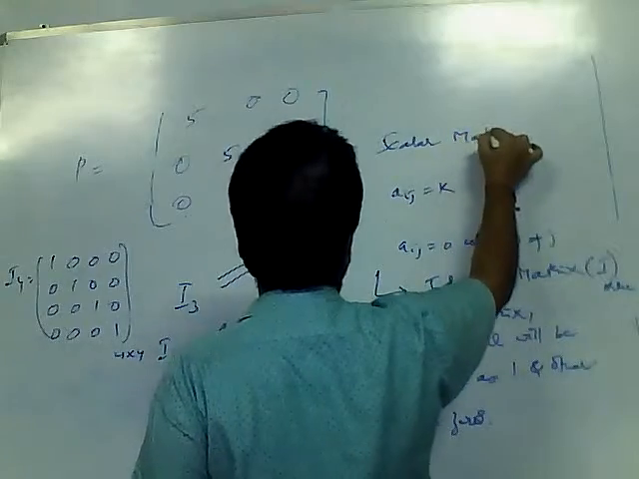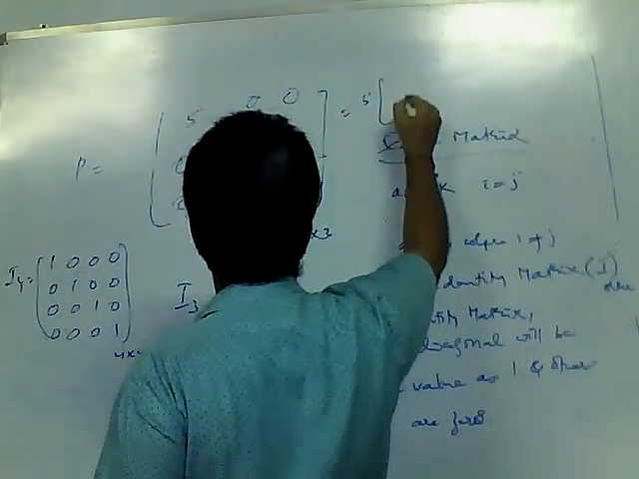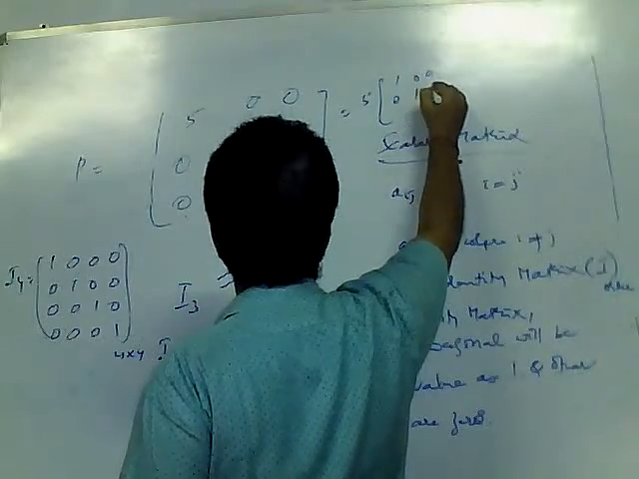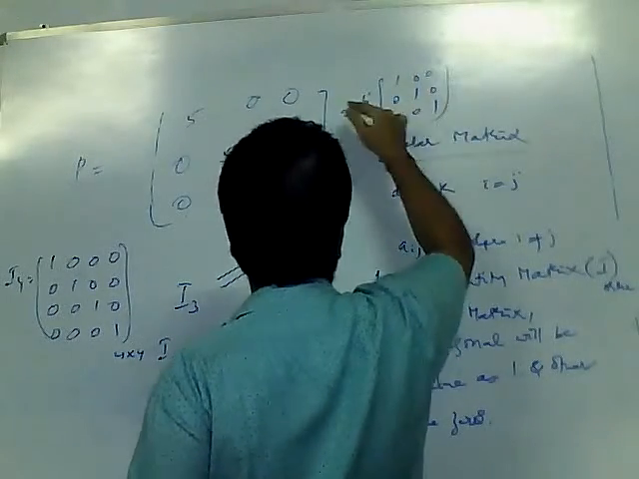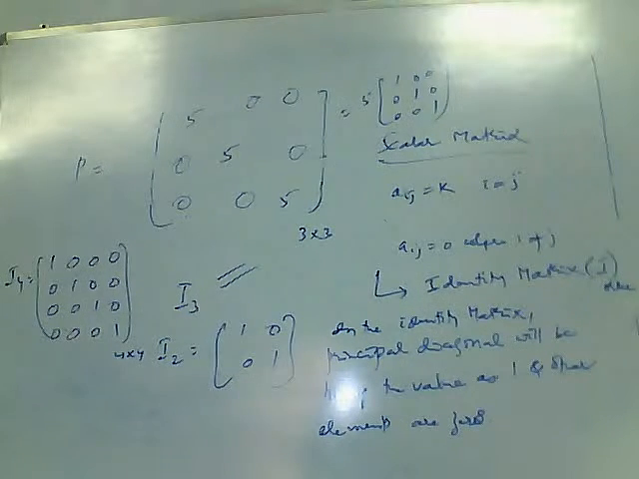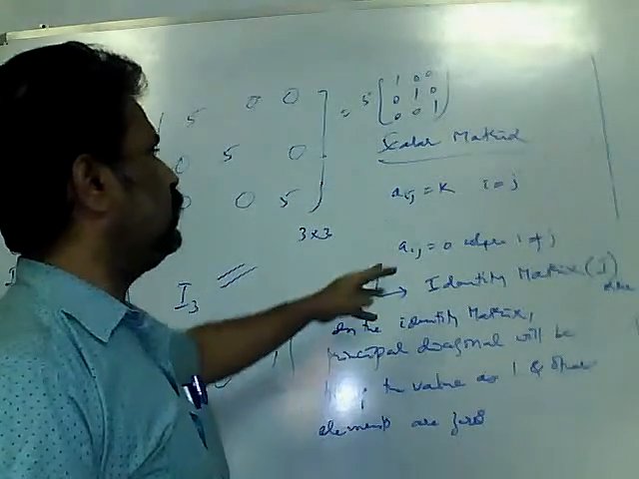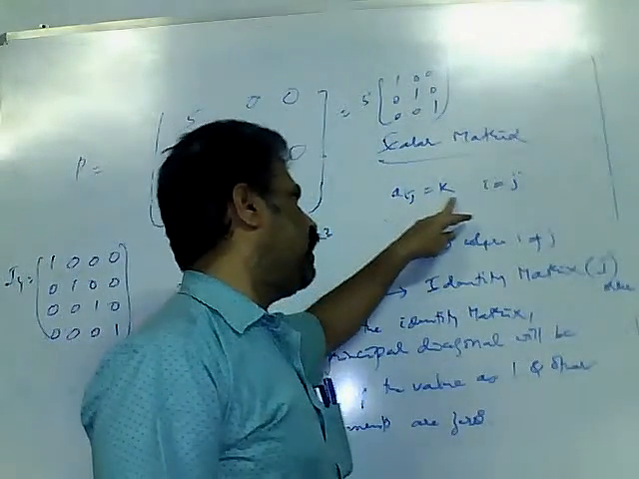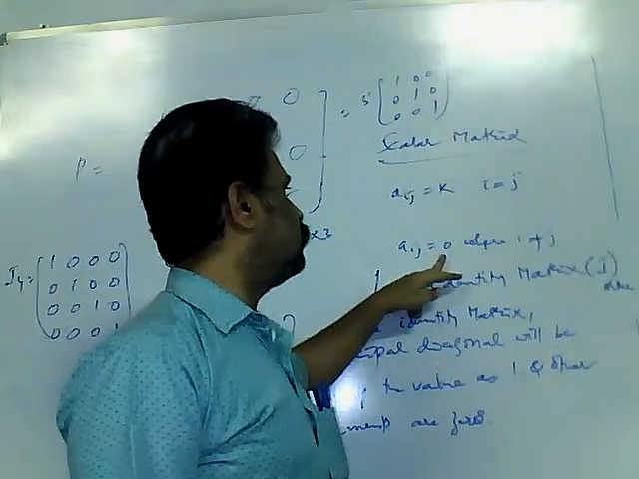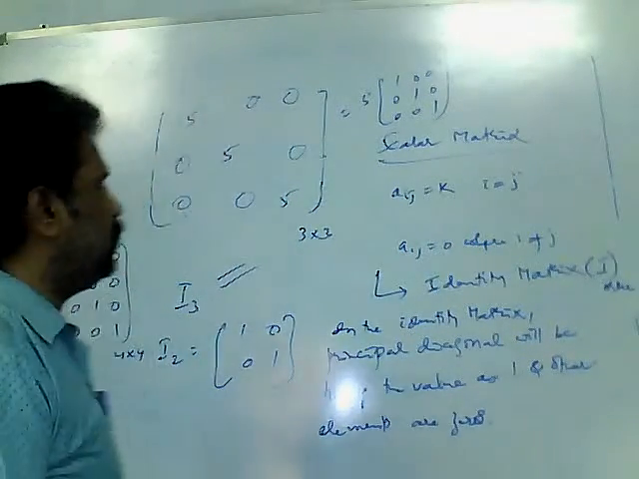Scalar means you are multiplying by a number, right? Can I take 5 common? Then it becomes 5 times the matrix 1 0 0, 0 1 0, 0 0 1. We will discuss how to multiply these later. So this is called a scalar matrix, such that Aij is equal to k, instead of 1, for i equal to j, and Aij is equal to 0 where i is not equal to j.